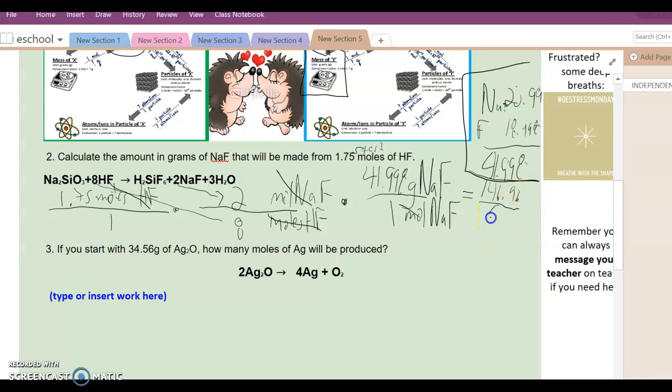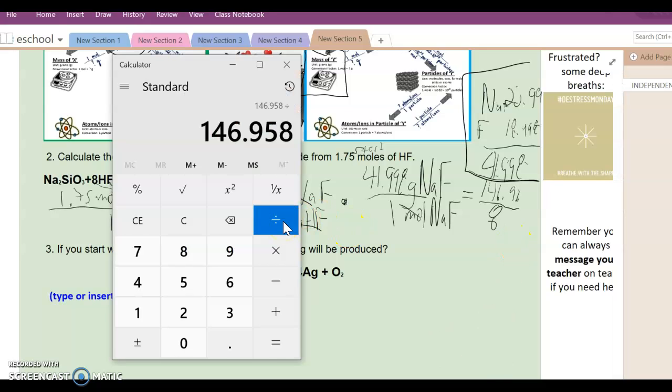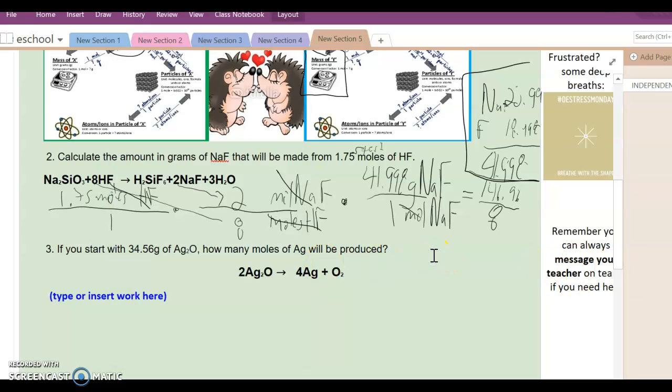Now let's see what I get in the bottom. Well, I know it's going to be 8 because 1 times 8 times 1 is 8. So now let's see what 146.96 divided by 8 is. That gives me an answer of 18.37, rounded to the hundredths place. So 18.37 is going to be my answer, but what's my unit? Well, what's left? The only thing left that hasn't canceled out is grams of NaF.